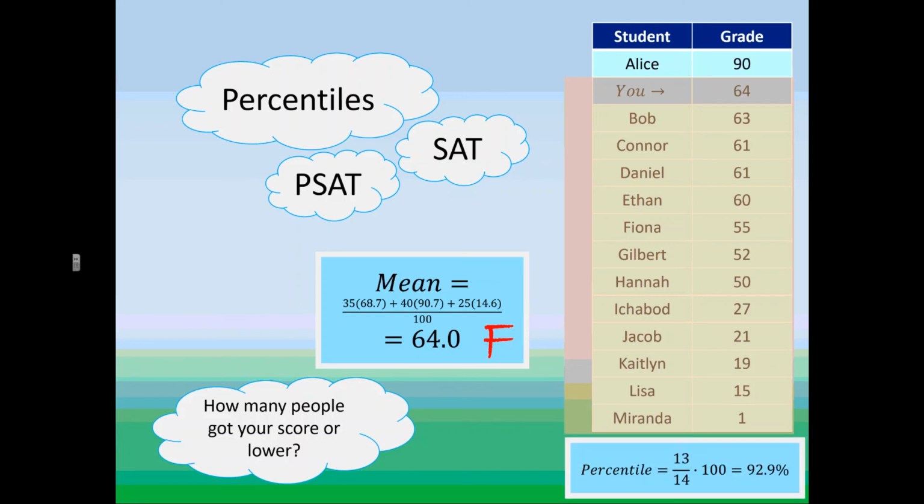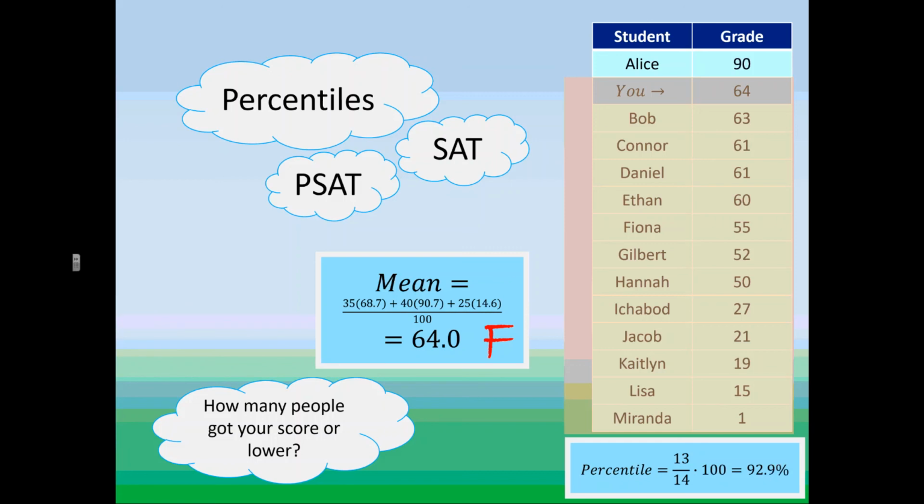So your percentile would be 13 out of 14 or 92.9%. So you're in the 93rd percentile, even though you got a 64%. That is what percentiles mean. So be very careful when you're looking at the SAT, when you're looking at your PSAT. It is not the percent of questions you got correct. Percentiles do not mean percent. Percentile means how many people got your score or below your score.